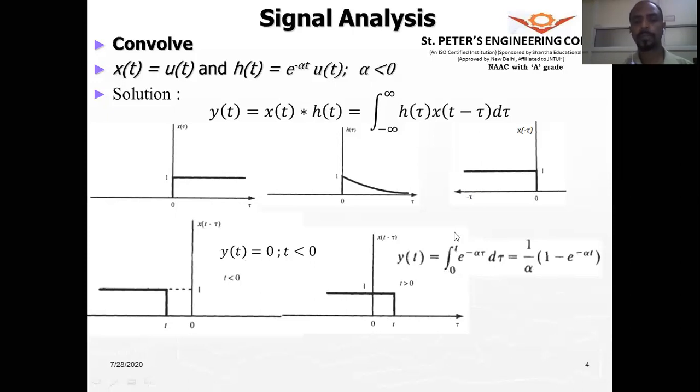So now this is the output. So you can see that when we have convolved the functions, we have gotten an output. So this is called a convolution operation.